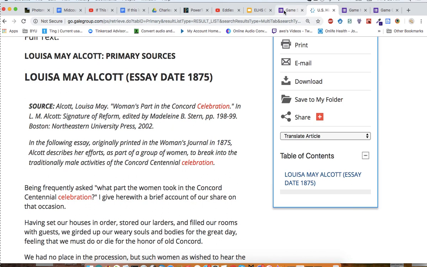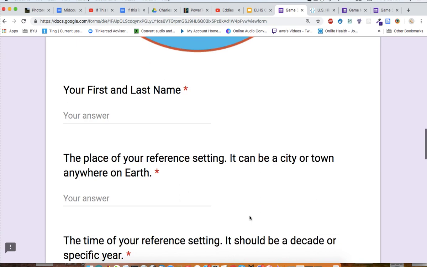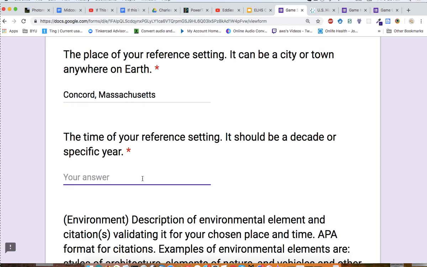Let's look at what we have so far according to our game setting. So if we were filling this out, hey, we could have just decided right then, of course, you put your name in here, and then you put down your place. So maybe your place would be like this. This is my place, Concord, Massachusetts. And the time. Well, actually, here we have a specific year that we could use, or we could use that decade. Let's actually go, I'm going to go with 1876, which is that actual year.